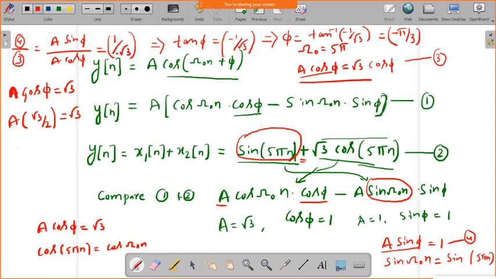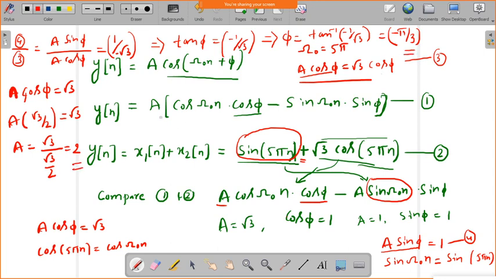Since it is cos of minus pi by 3, and cos of minus theta is equal to cos theta since it is an even function, A equals root 3 divided by root 3 by 2, which is equal to 2. So now we know the value of A, and we know the value of phi.